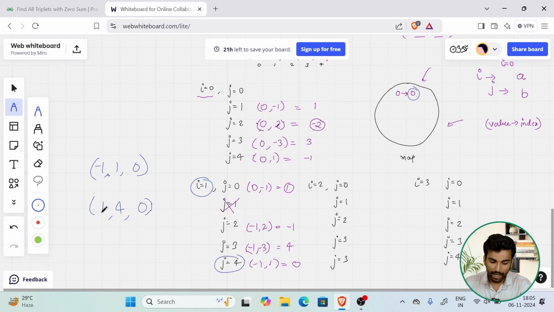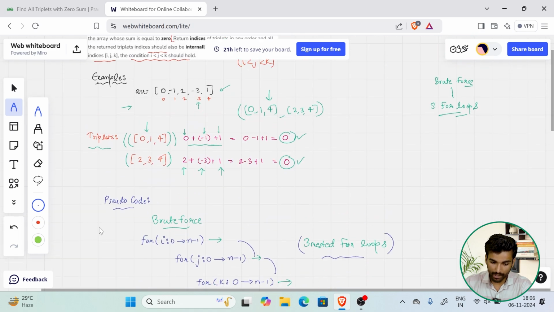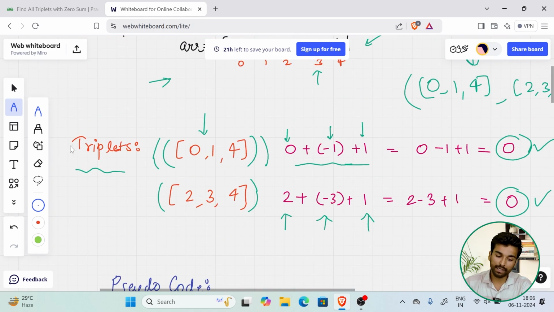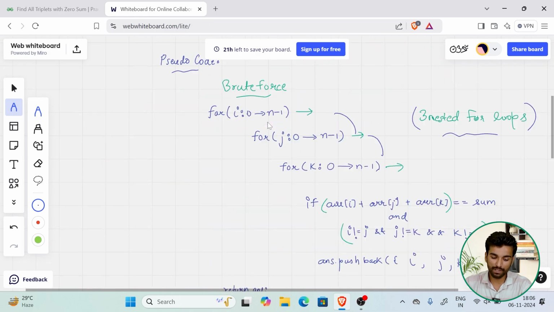So here we have these three values. If I try to sort this, it will become 0, 1, 4. So the first triplet that we have got is 0, 1, 4. Here you can also see that the first triplet in the given example is also 0, 1, 4. So here we can see how we are going to use this logic. So that is the first index.